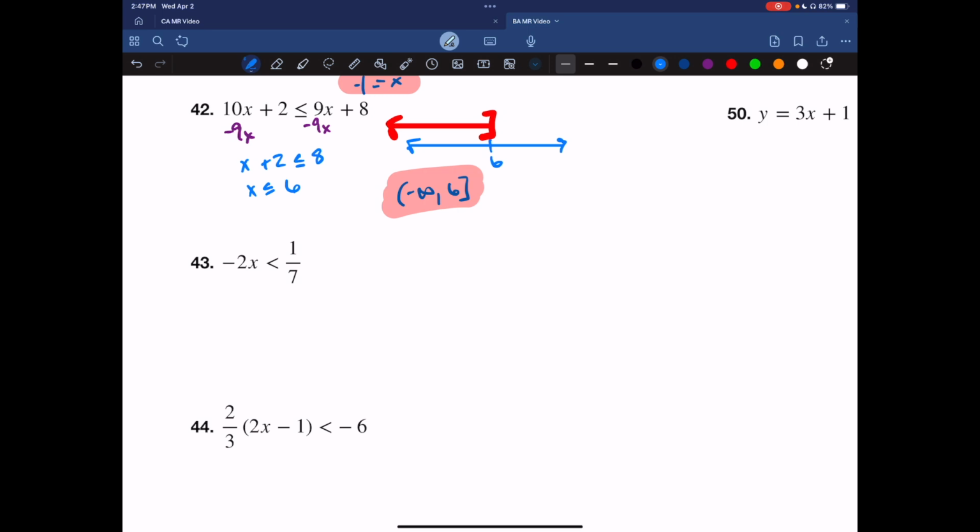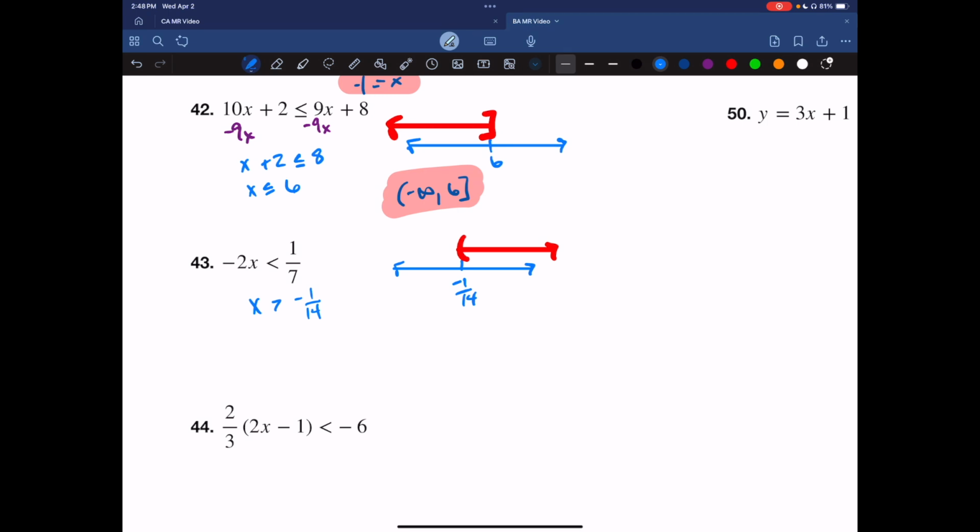Okay, I'm going to divide everything by negative 2. And because I divided by a negative, I'm going to flip this. And that's going to be negative 1 over 14. There's no equal to here. So this is going to be a parenthesis, shade to the right.